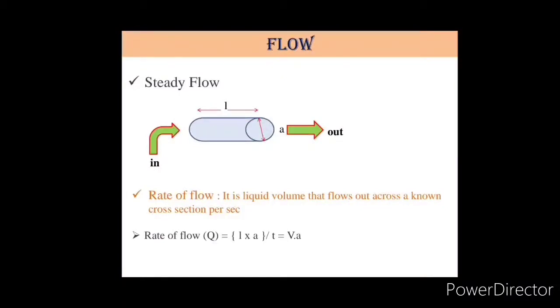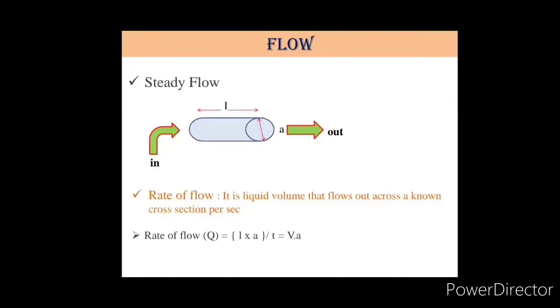Flow. In the flow, what is steady flow? For the steady flow, we will consider a cylinder which is having length L and cross-sectional area A. If the input flow and the output flow is same, then it is said to be a steady flow.